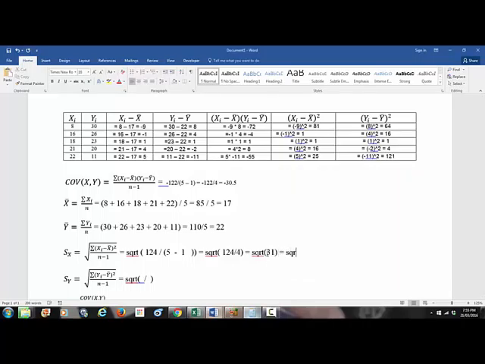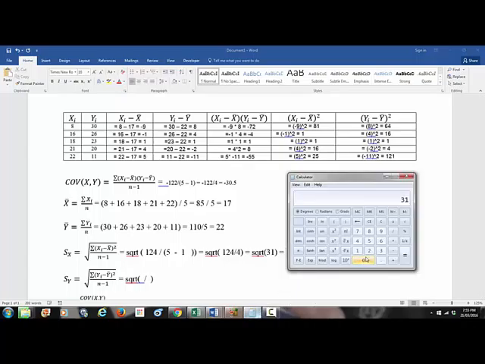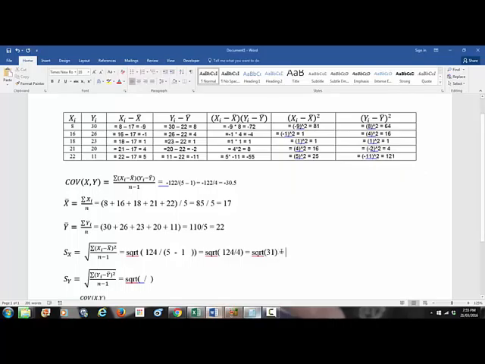So let's take the square root of that value to find the sample standard deviation for x. Here we go, square root of 31. So roughly 5.57 to 2 decimal places. So 5.57. Okay, so let's do the same thing for y now.